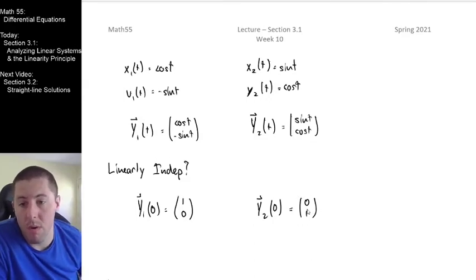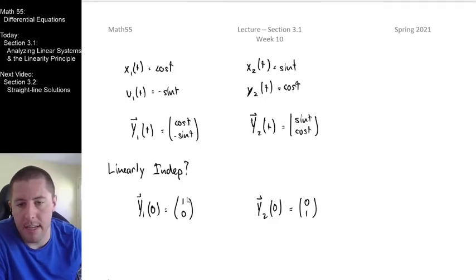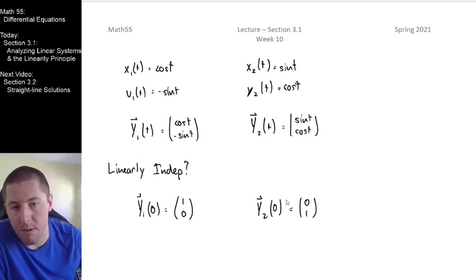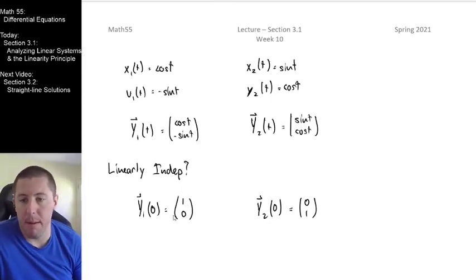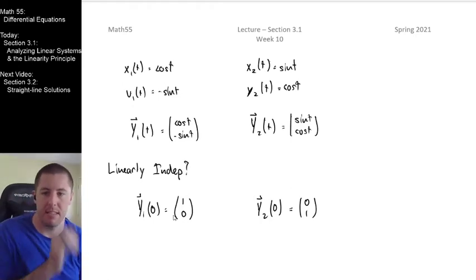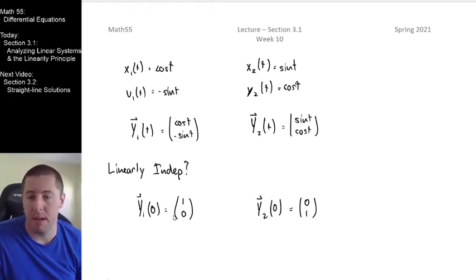And the answer is no. There's no constant that you could multiply (0, 1) by to get (1, 0) right there, because you can't multiply something by 0 and get away from 0. The only thing you can multiply 1 by is 0 to get 0, but if you multiply 0 by 0, you also get 0 here, and we need a 1 there. There's no way to multiply by a constant on one of these to get to the other. So these are linearly independent from one another.